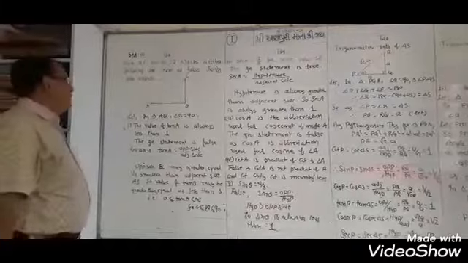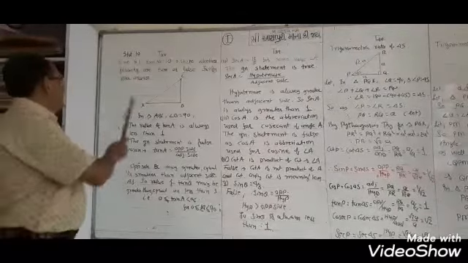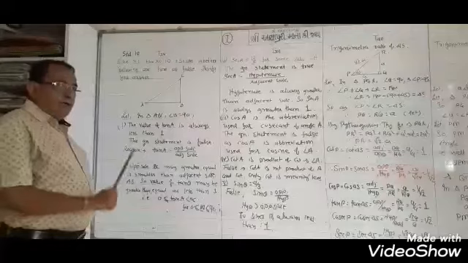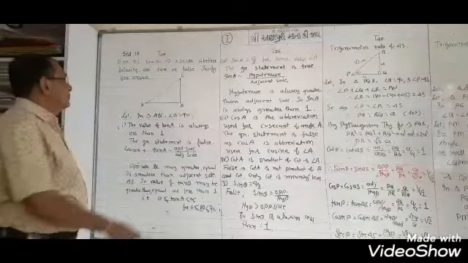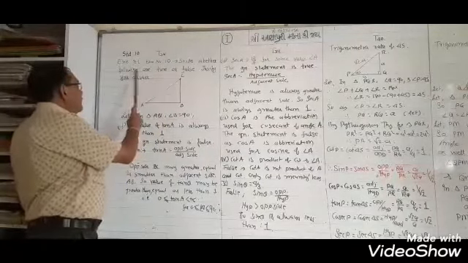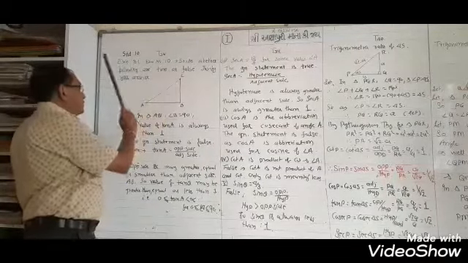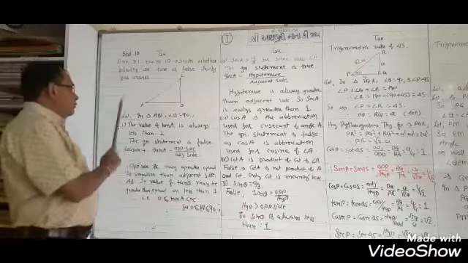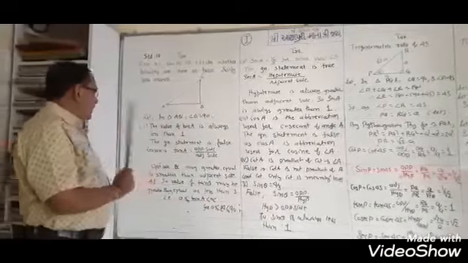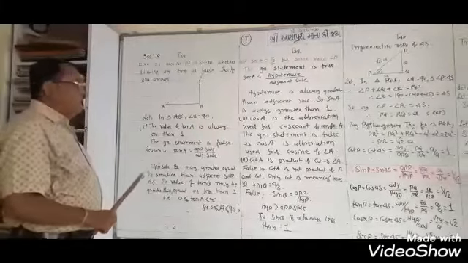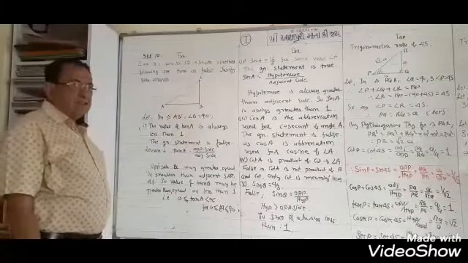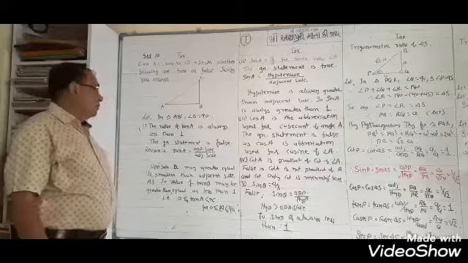Chapter number 8, exercise number 8.1, trigonometry, standard 10. Example number 10. Up to 9 we have done last time. State whether the following are true or false. Justify your answer. First of all, you have to state whether it is correct or not. And second, you have to justify and give the reason why it is correct or wrong.